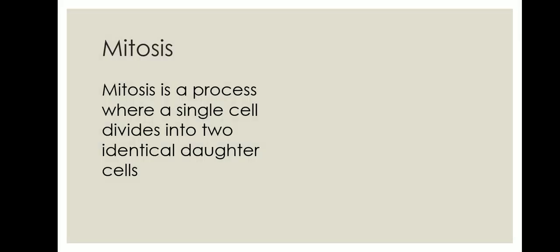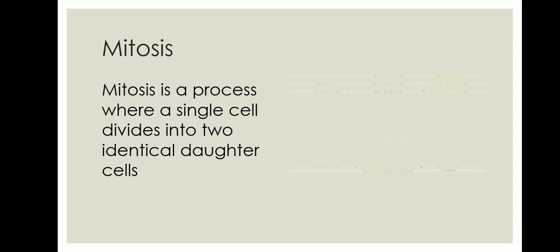Mitosis is a process where a single cell divides into two identical daughter cells. It is a process of cell division that produces identical copies of cells, and it is involved in growth and asexual reproduction. When cells divide by mitosis, the number of cells increases and hence the organism grows.